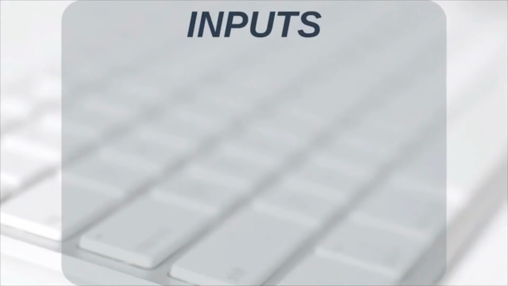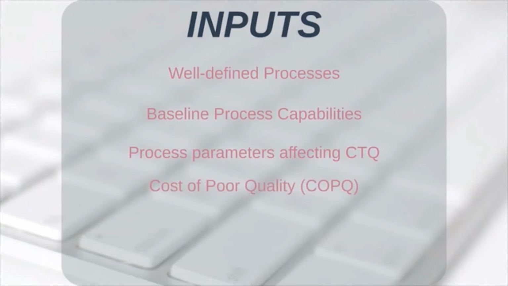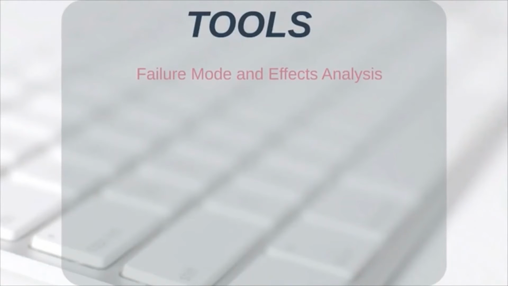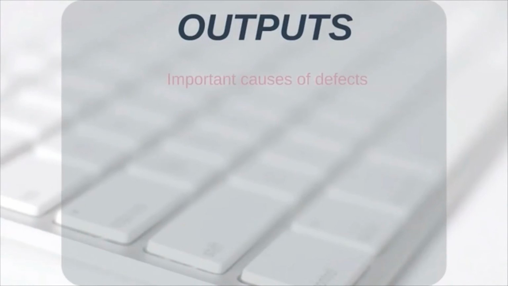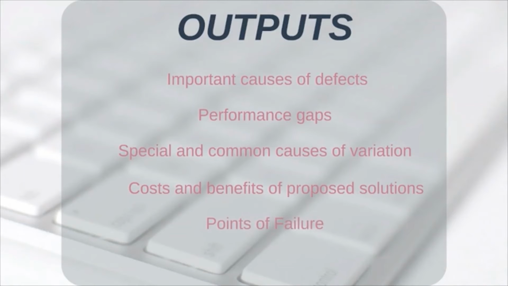The next phase stated is analyze. The inputs for this phase are well-defined processes, baseline process capabilities, process parameters affecting CTQ, critical to quality, cost of poor quality, COPQ, measurement systems. The necessary tools here are failure mode and effects analysis, data analysis, hypothesis testing. The outputs of this phase are important causes of defects, performance gaps, special and common causes of variation, cost and benefits of proposed solutions, points of failure.